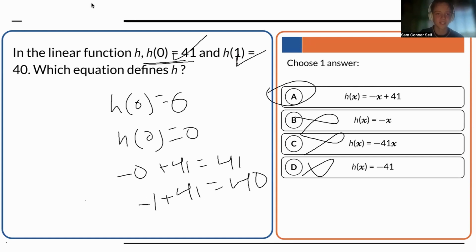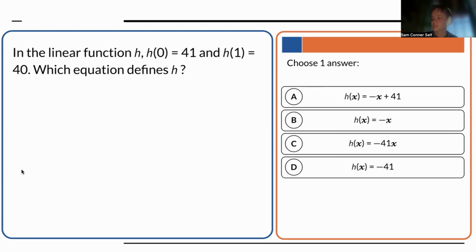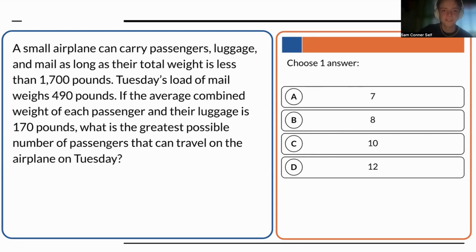All right. And I'll just put this here. Okay. All right. Clear this. We're doing pretty well on time. Let's go to the next one.